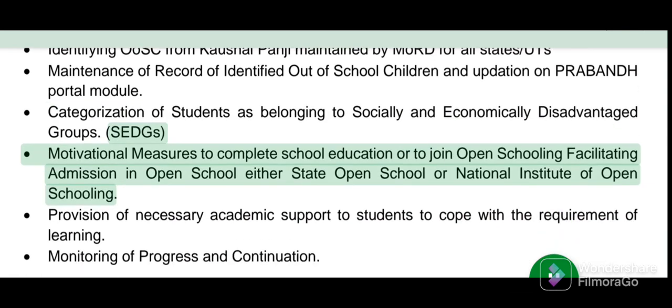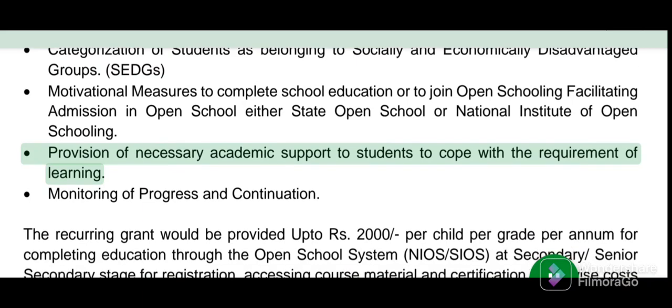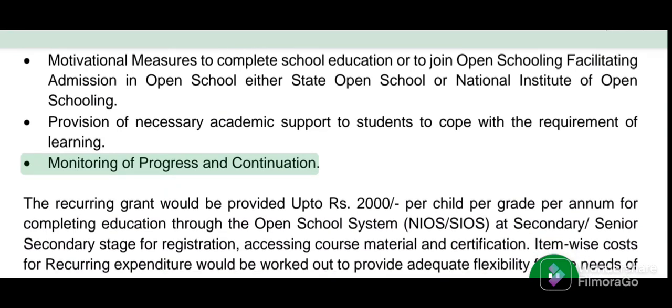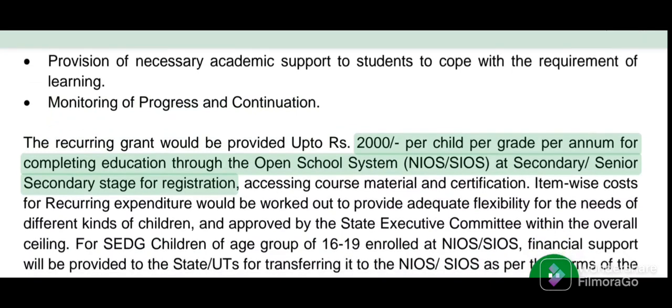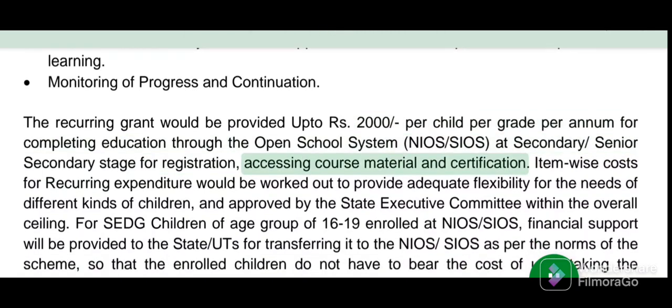SEDG's motivational measures to complete school education or to join open schooling, facilitating admission in open school, either state open school or National Institute of Open Schooling. Provision of necessary academic support to students to cope with the requirement of learning. Monitoring of progress and continuation. The recurrent grant would be provided up to Rs. 2,000 per child per grade per annum for completing education through the open school system NIOS SIOS at senior secondary stage for registration, accessing course material and certification.